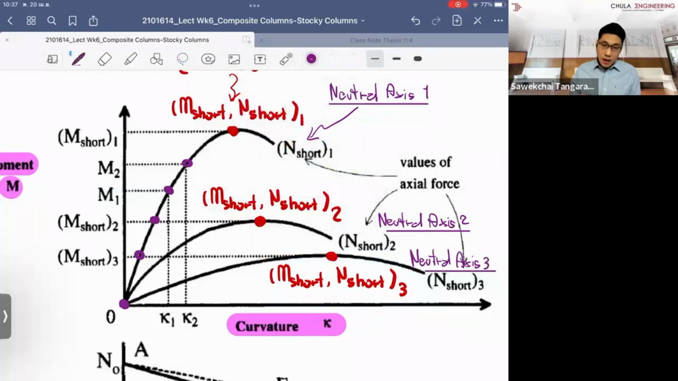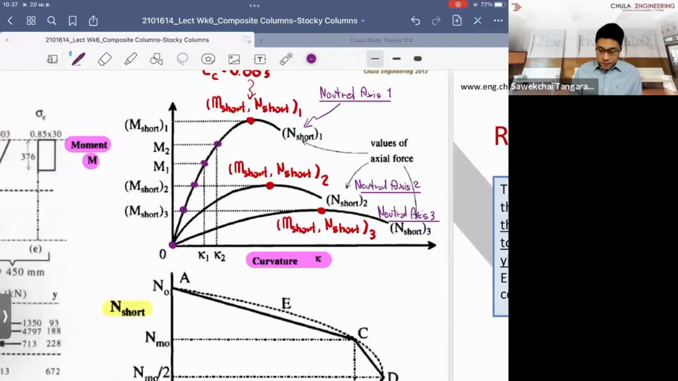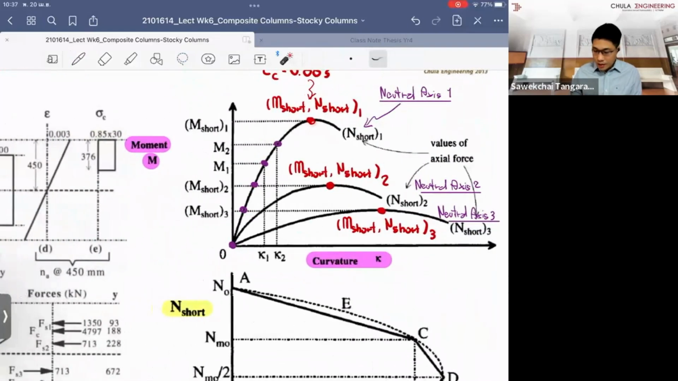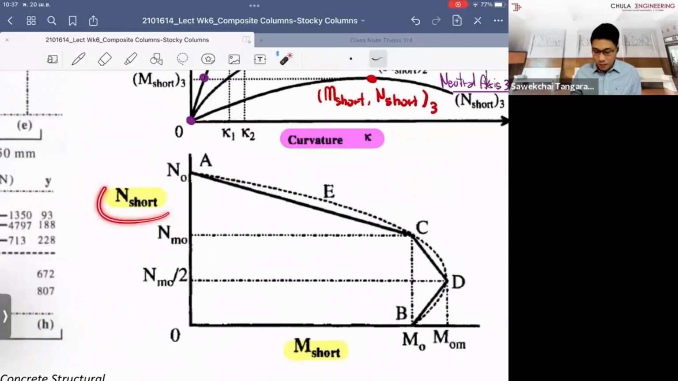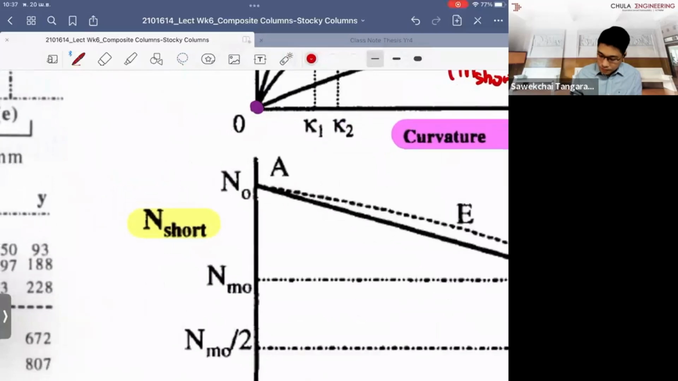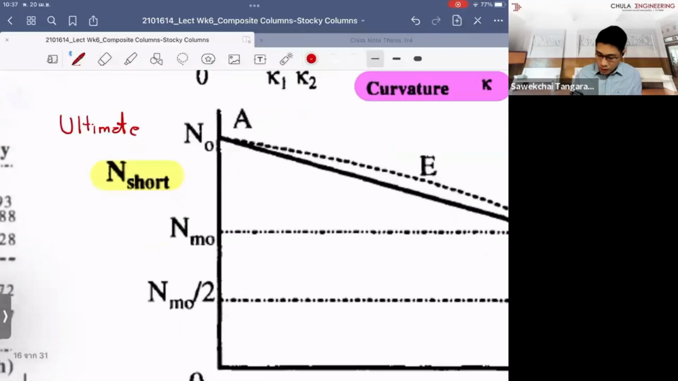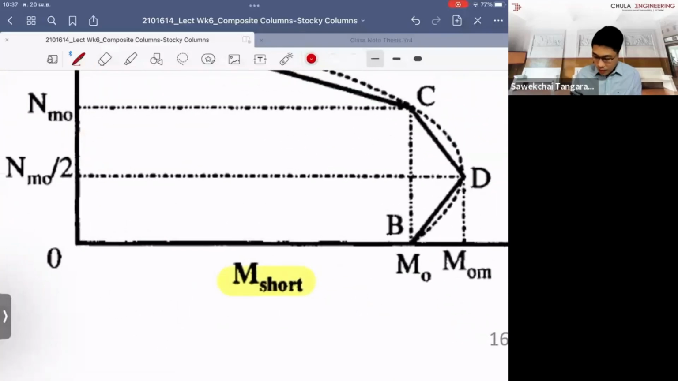We take this point, listen to me first, and we plot it into another diagram, another graph, which is the capacity. This is the ultimate capacity, in terms of the axial force and also the bending moment.